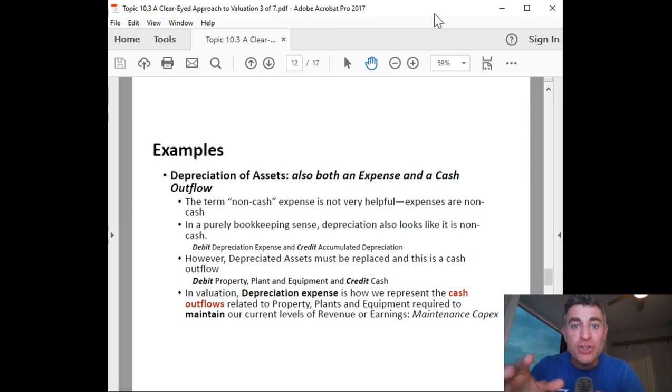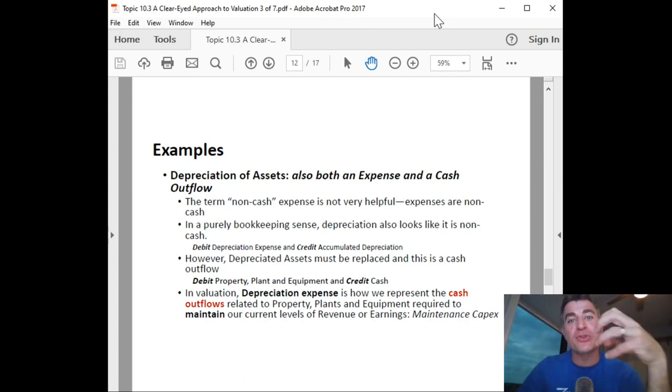So depreciation is non-cash from a bookkeeping perspective, but in valuation, we can just focus on what it really is. It's a use of resources, and I'm going to have to keep using those resources as long as I want to stay in business. It works the exact same way as cost of goods sold. We usually don't talk about cost of goods sold being a non-cash expense in valuation. It's absolutely a non-cash expense in bookkeeping. It's exactly the same as depreciation.